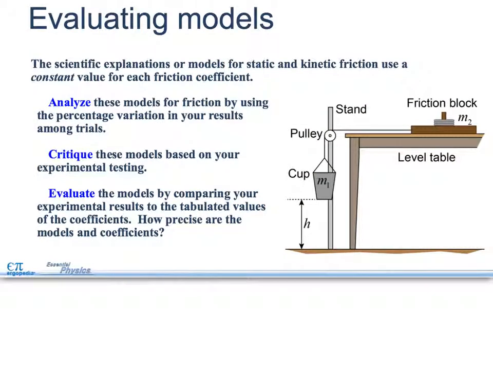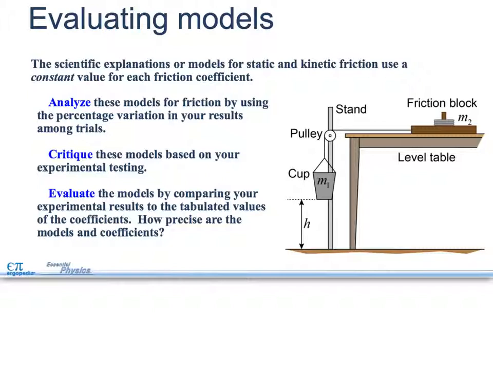Evaluating models. The scientific explanation of models for static and kinetic friction uses a constant value for each frictional coefficient. Analyze these models for friction by using the percent variation in your results among trials. Critique these models based on your experiment training, and evaluate the models by comparing your experimental results to the tabulated results of the coefficients. How precise are your models?